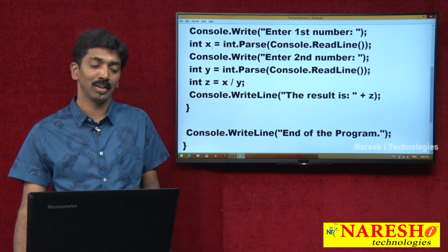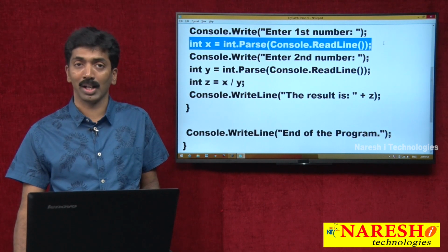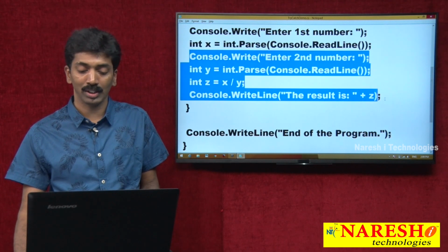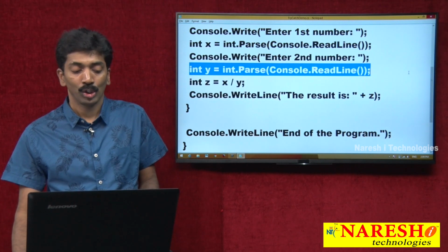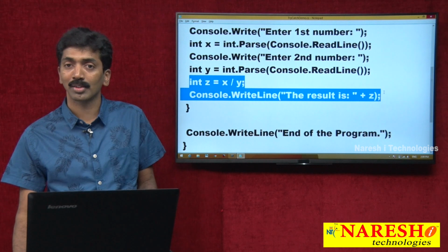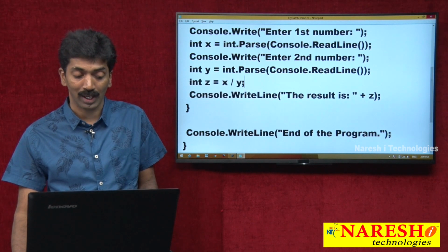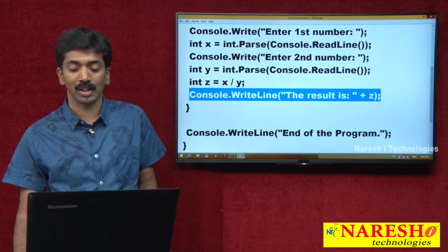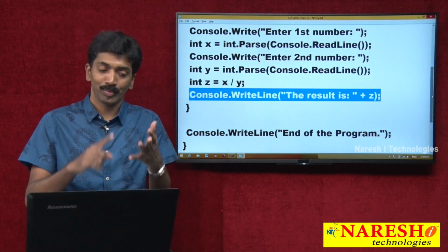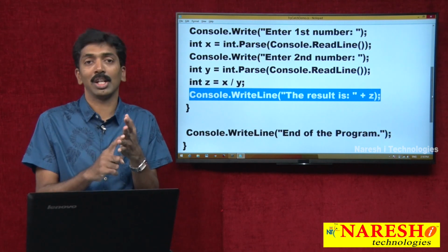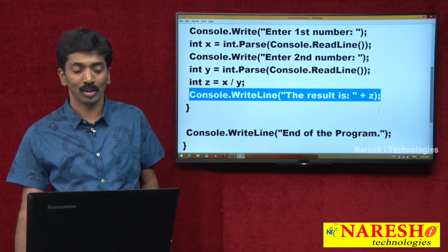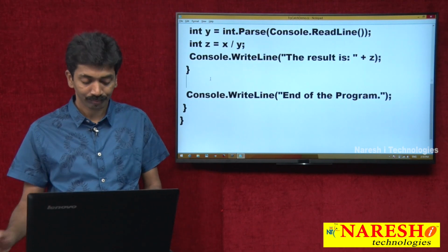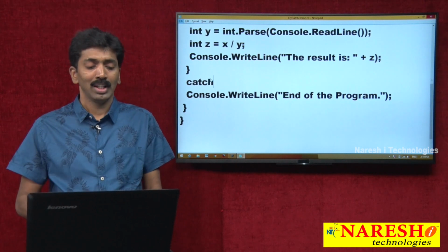See, if you get an error on this line, no need of executing these 4 lines. If you get an error on this line, no need of executing these 2 lines. If you get an error on this line, no need of executing this line. So what you have in the try? Statements causing the error, statements which don't require execution when the error occurred. Okay, fine. Next, catch. Catch what?